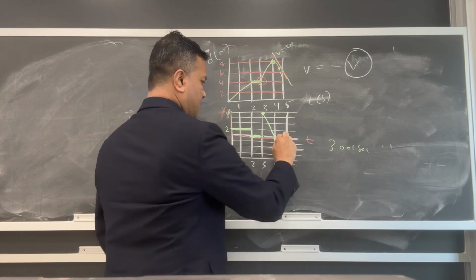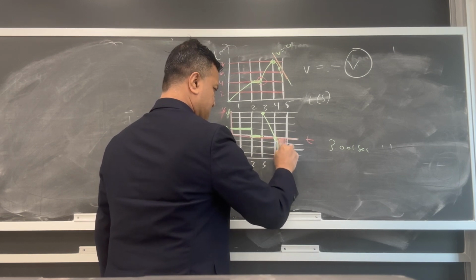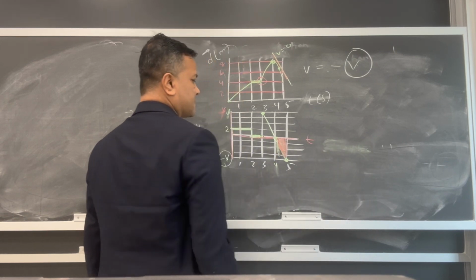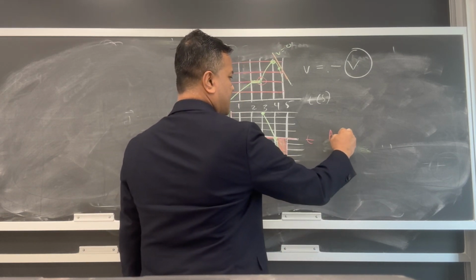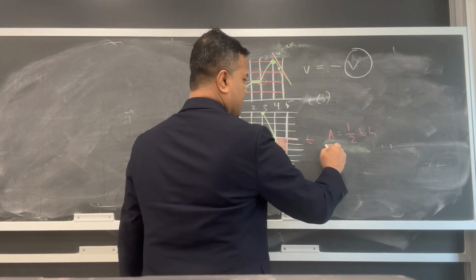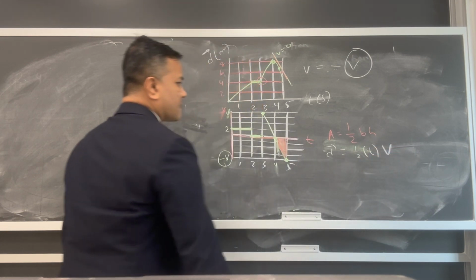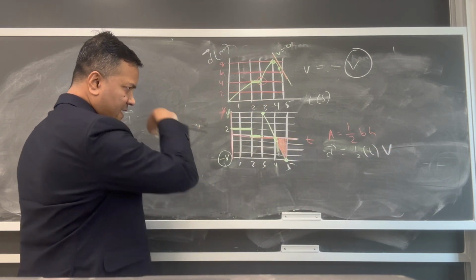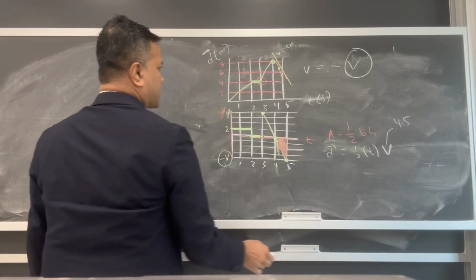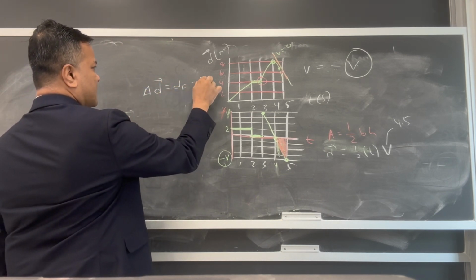Maybe I should use the red. This red triangle. So what is the red triangle? The area of a triangle is half b h. The area is displacement. B is time, h is velocity. Velocity we know is at 4.5 seconds. Displacement is equal to d final minus d initial.